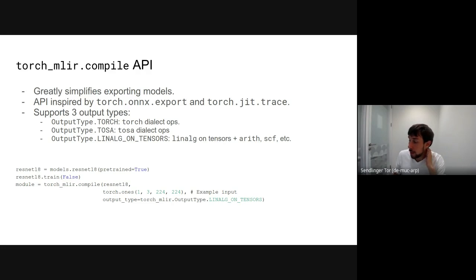And there's three output types. There's Torch, which just gives you the Torch dialect in the IR nicely cleaned up, shape inference, blah blah blah. And then you can lower that to TOSA or to Linalg on tensors.